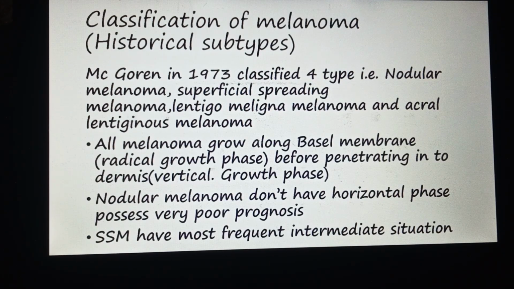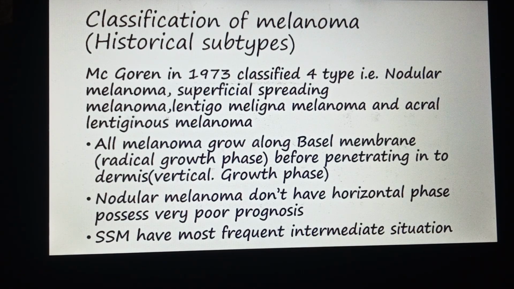Classification of melanoma, or historical subtypes. Clark and McGovern in 1973 classified four types. Number one is nodular melanoma. Second is superficial spreading melanoma. Third is lentigo maligna melanoma. And fourth is acral lentiginous melanoma.